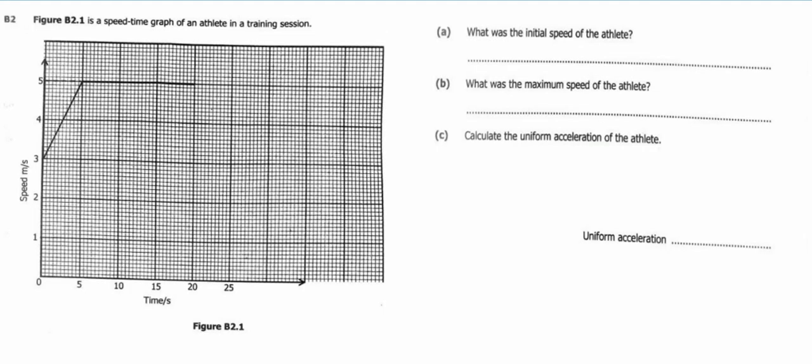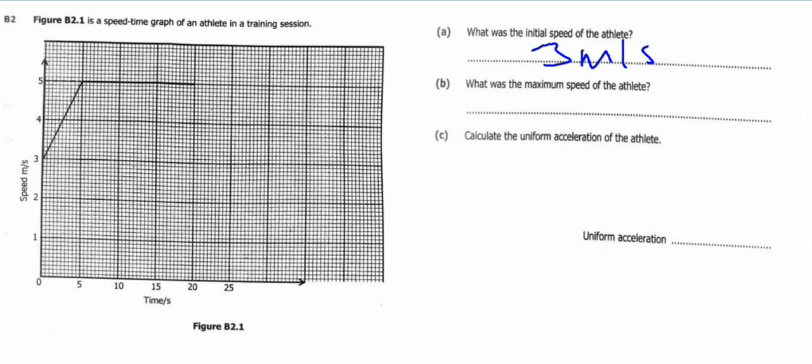The next question is saying figure B2.1 is a speed time graph of an athlete in a training session. So we have the initial speed of this athlete, which is 3 meters per second, and the final velocity, which is 5 meters per second. The first question is, what was the initial speed of the athlete? The initial speed is just the speed at which this athlete started. This athlete started from 3, so we're just going to say 3 meters per second. There is no need of doing calculations here.